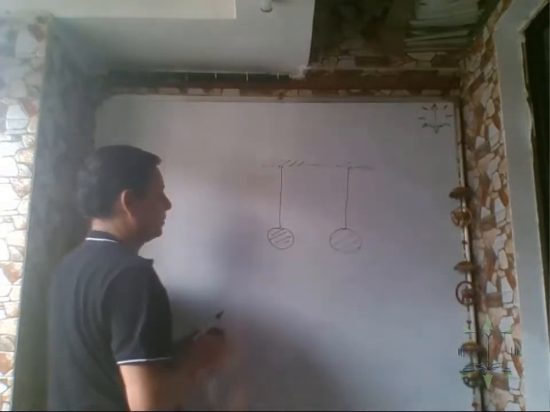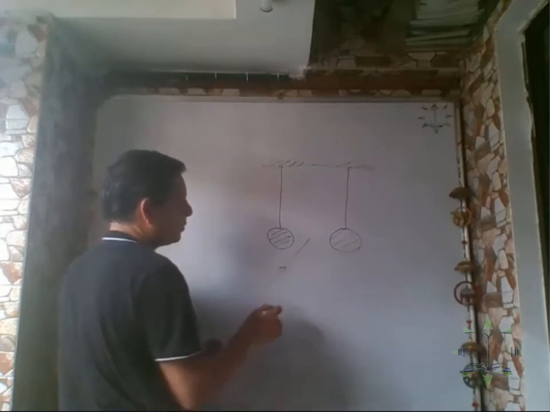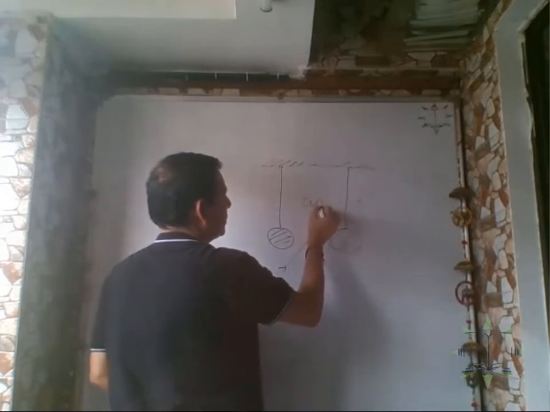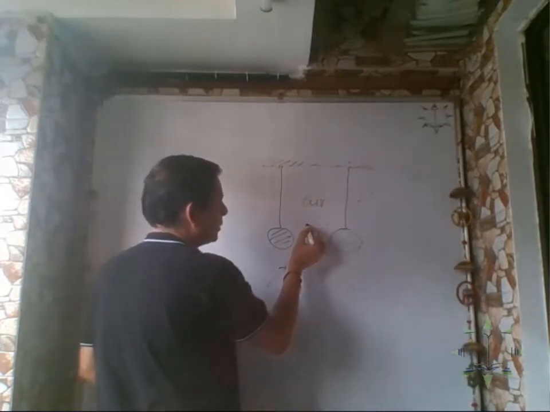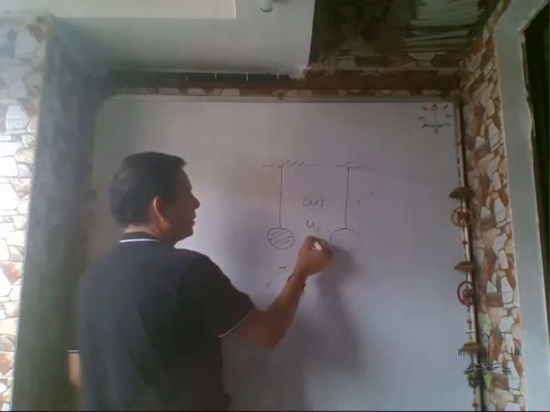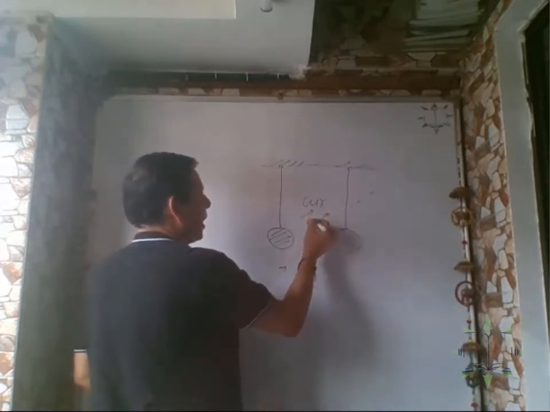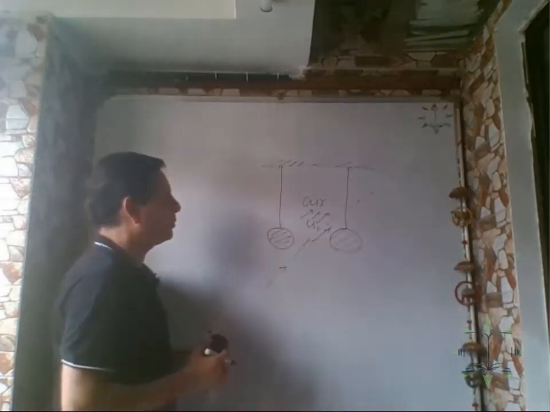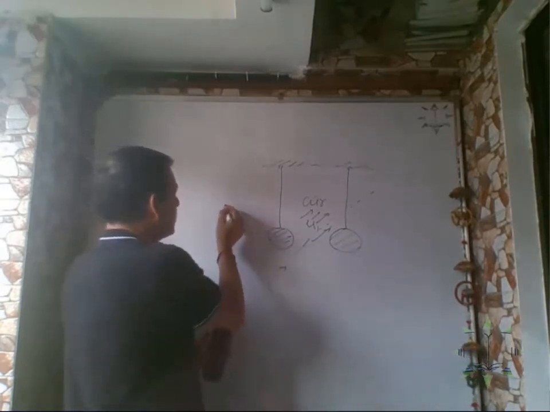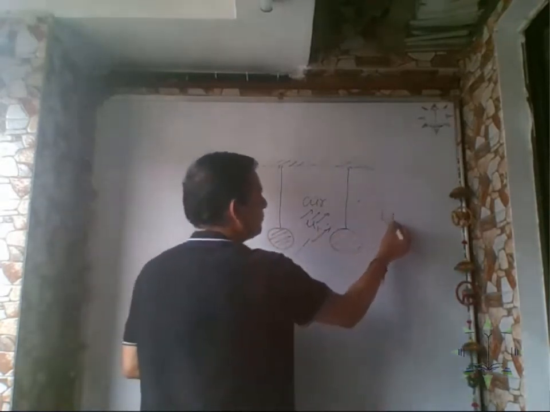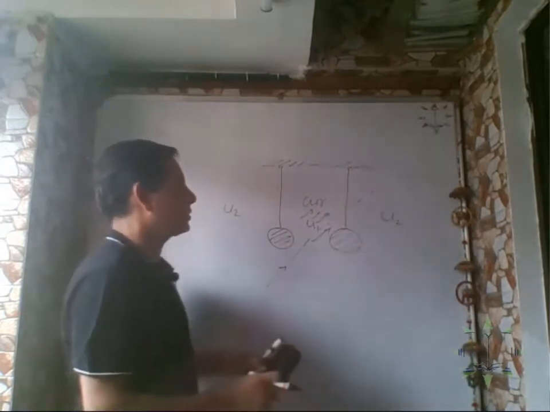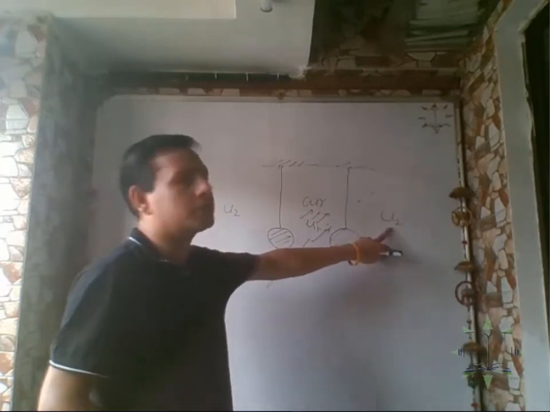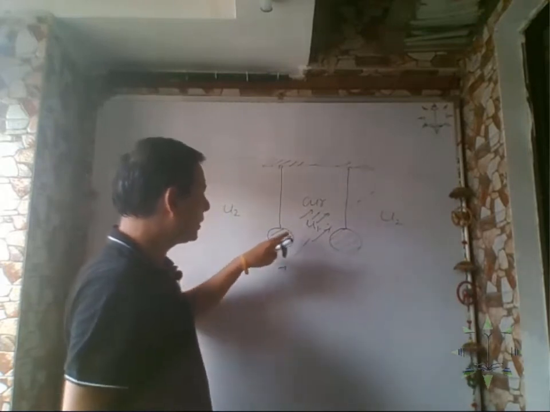If we blow air in between, what will happen? At this place, the air has a velocity of flow that will increase. Suppose this is E1, so the air will move with a higher velocity compared to the surrounding air outside this ball. Here the velocity is E2. This air is almost at rest, and here we are blowing air.